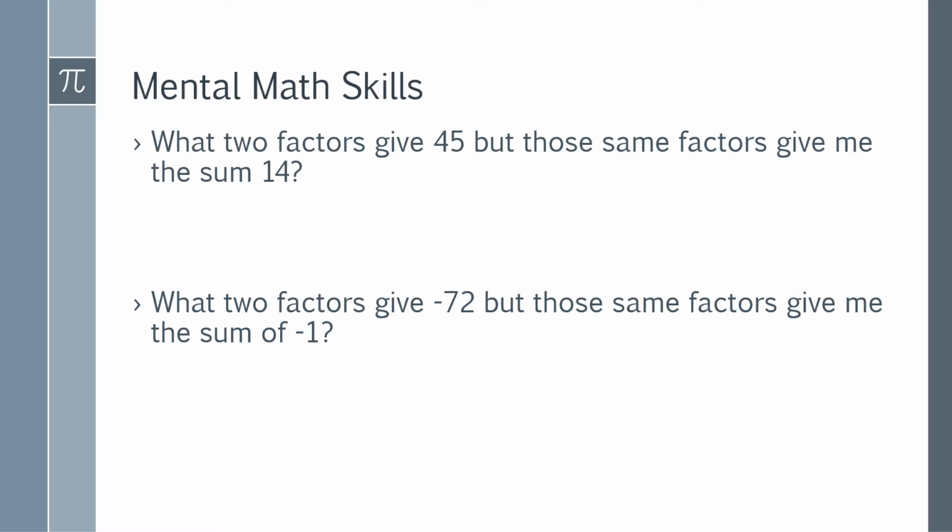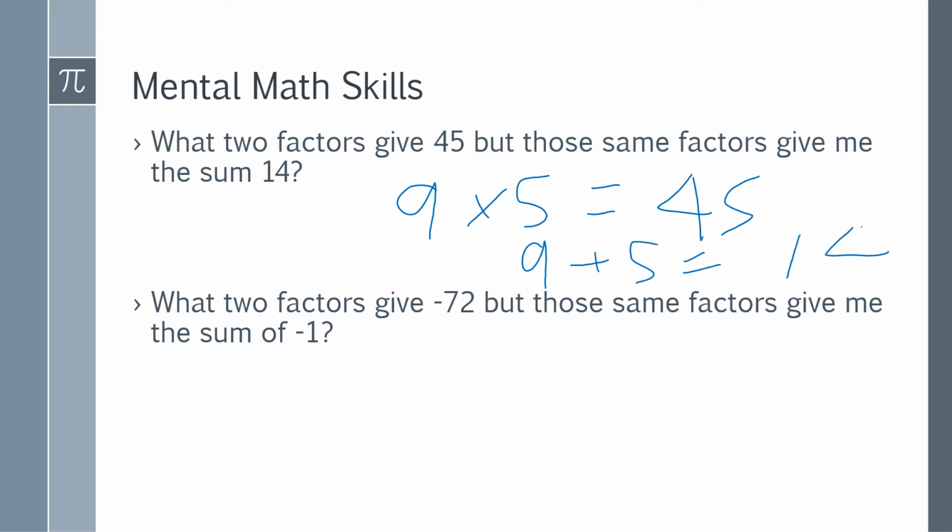All right, let's go ahead and talk about it. What two factors give me 45, but those same two factors give me the sum of 14? 9 times 5 is 45, but when I add them together, they give me 14.